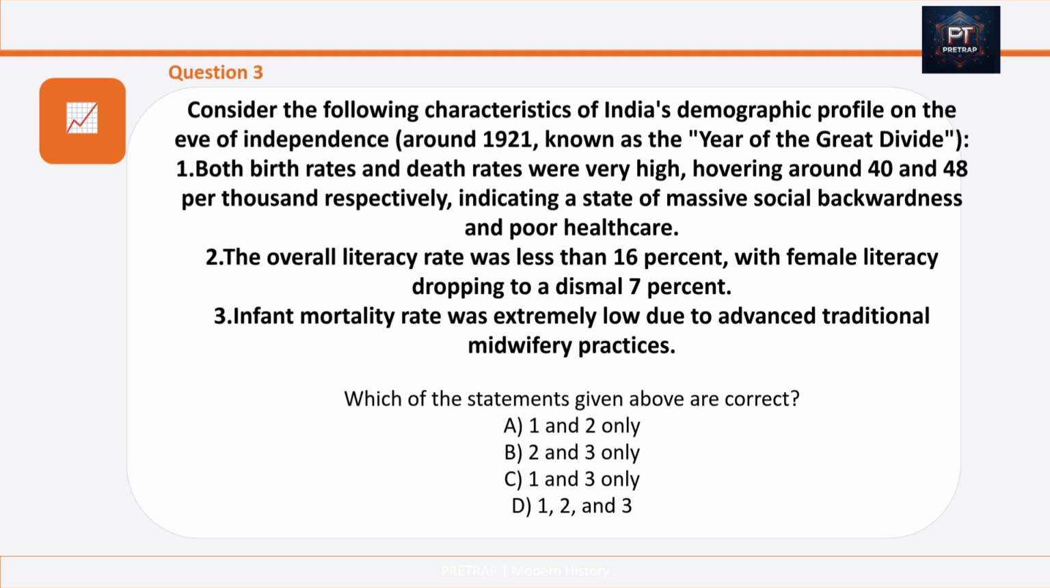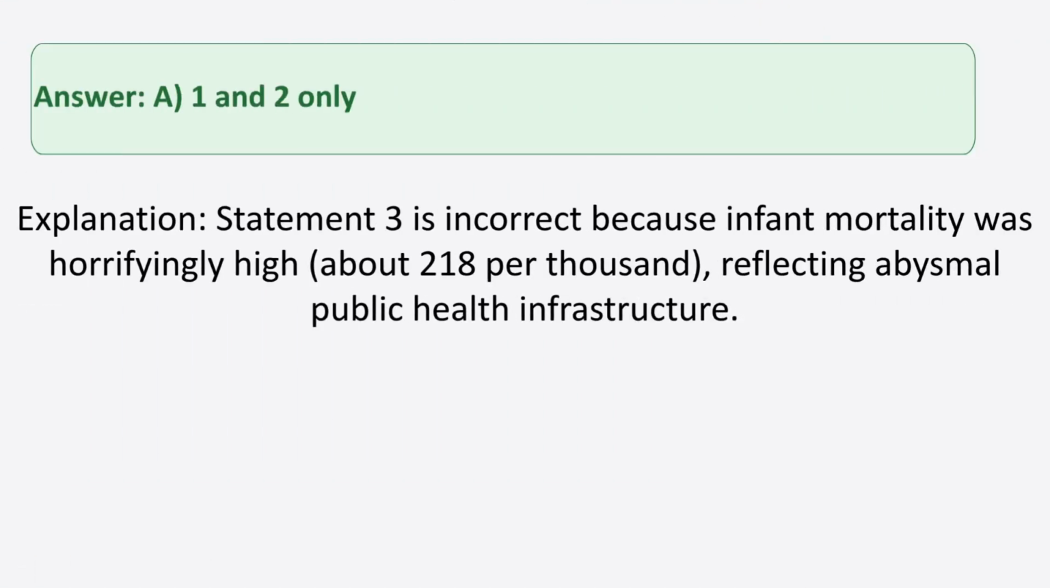Number 2. The overall literacy rate was less than 16%, with female literacy rate dropping to a dismal 7%. Number 3. Infant mortality rate was extremely low due to advanced traditional midwifery practices. Which of the statements given above are correct? And the answer is option A. 1 and 2 are correct. Statement 3 is incorrect because infant mortality was horrifyingly high, about 218 per thousand, reflecting abysmal public health infrastructure.